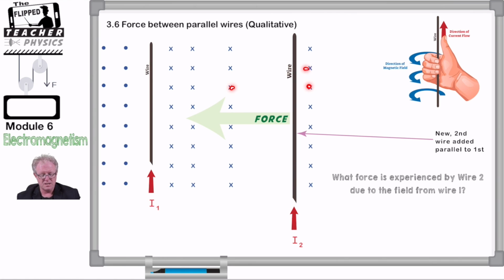This field is the field generated by this wire, which causes a force to act on this wire here, and that force is going inwards. Okay, so we've just shown that when two wires have current going up in the same direction, we have this attractive force where this wire will be moved towards wire 1.